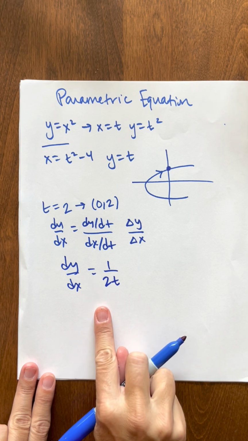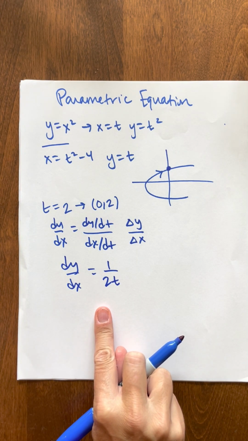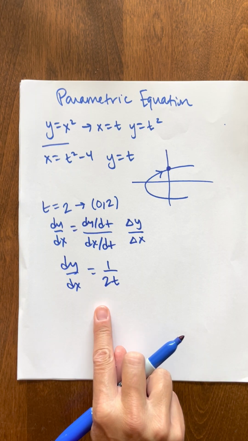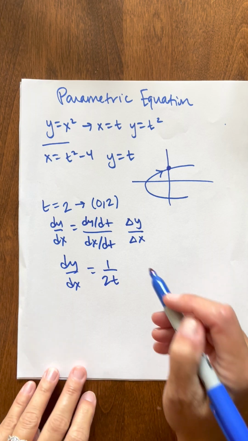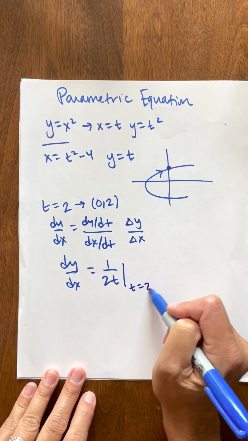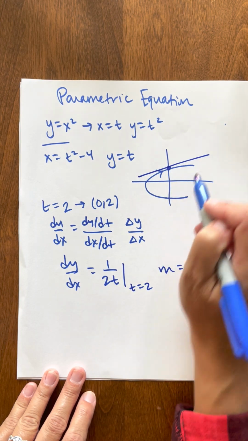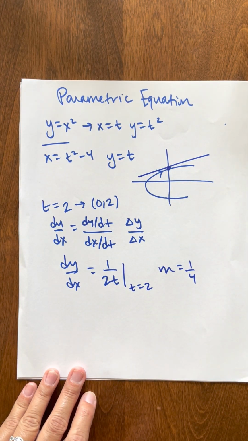So remember, your slope is itself a function of t. For different t values, you'll get different values of the slope. So the t value we picked here was 2. So if I plug in t equals 2, I get my slope is 1/4. So here's my line right here with a slope of 1/4.